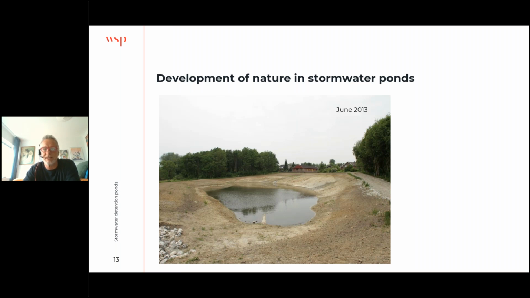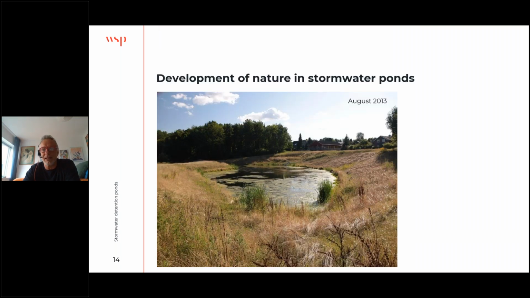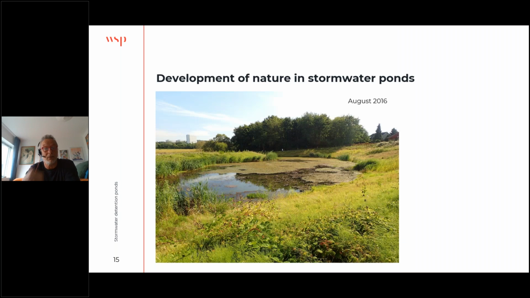This is a pond we established back in June 2013. The same pond in August, same year. And then 3 years later, in August 2016, it's a fully developed pond. And already the first year we had amphibians and frogs and everything in the pond. And that's a good thing.